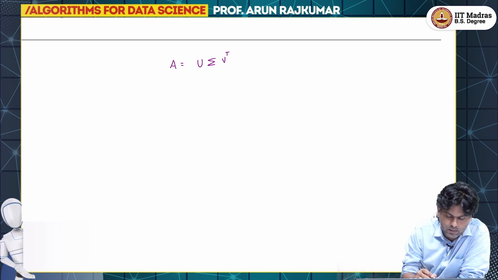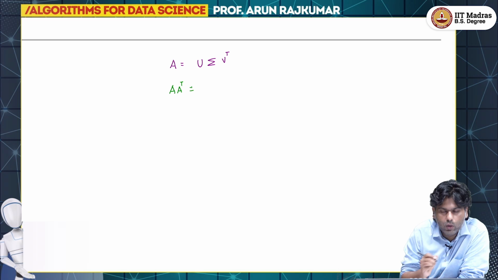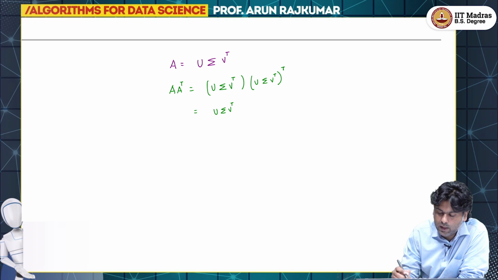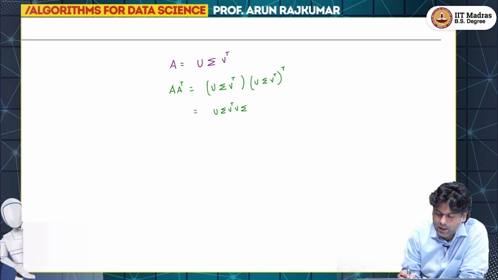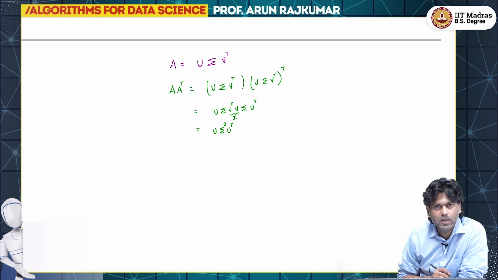Now let's look at this matrix A transpose. What would this matrix be? Well, A is U sigma V transpose, so this is going to be U sigma V transpose times U sigma V transpose, transposed. When I take the transpose, I have to read it out in the opposite direction, which gives V sigma transpose U transpose. Remember sigma is diagonal, so sigma transpose is just sigma, and this is just U sigma. V transpose V is I because V is an orthonormal basis for R^D. Sigma into sigma becomes sigma squared, and this is U sigma squared U transpose.